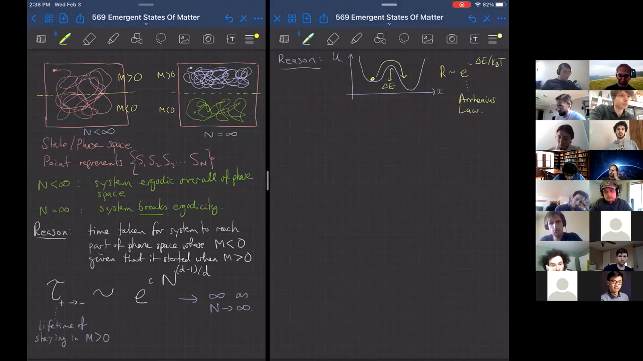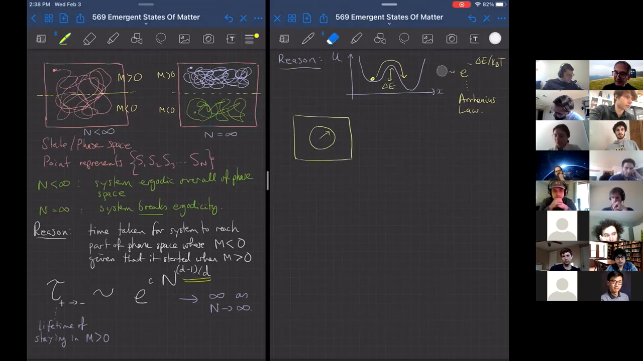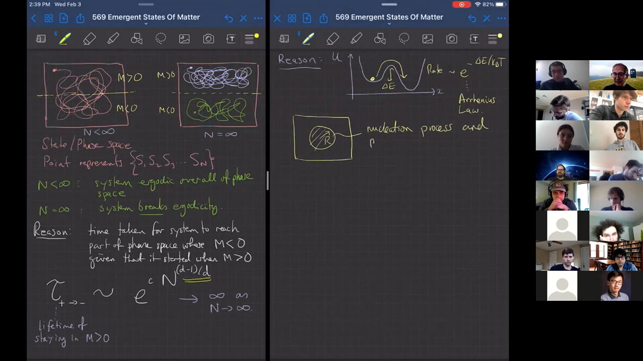What this factor over here is doing is essentially saying that I'm looking at a system which, I'm going to call this the rate. What you're actually looking at is that the rate of going from one state to another is a nucleation process, and the rate is controlled by the critical nucleus.